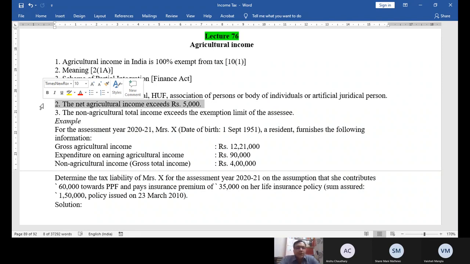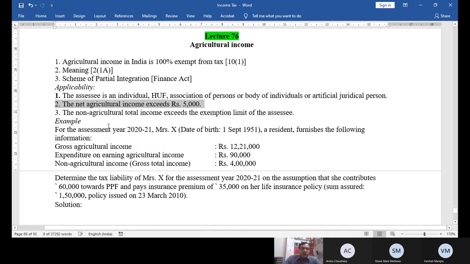See this example. For the assessment year 2021, Mrs. X, date of birth 1st September 51, a resident, furnishes the following information. Gross agricultural income 12,21,000. Expenditure on earning agricultural income 90,000. Now, it's very simple. What is my net agricultural income?